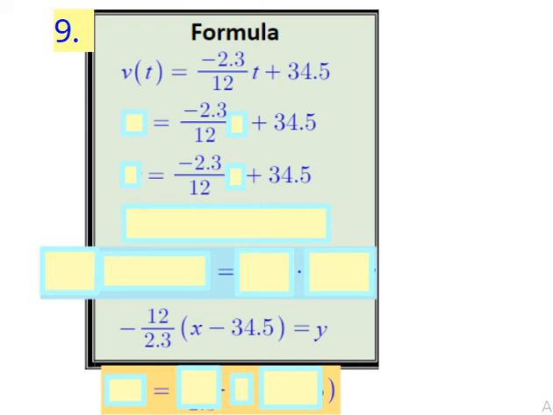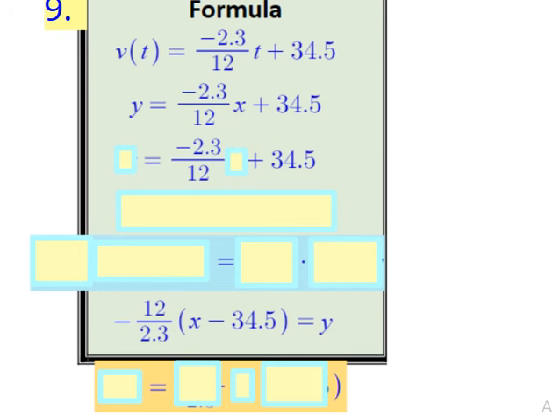And how we're going to do this is first, I'm going to write my original function, v of t equals negative 2.3 over 12 times t plus 34.5. That's the equation that we started with. And I want to make v of t y and then replace our t with x.